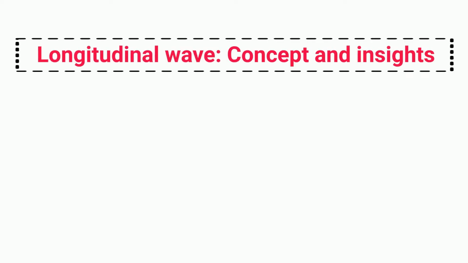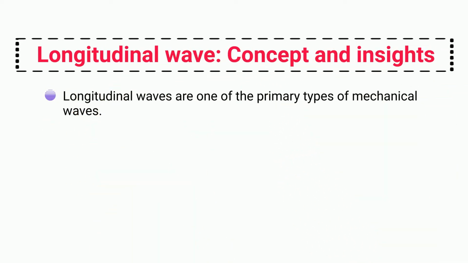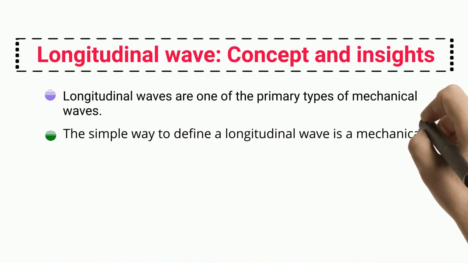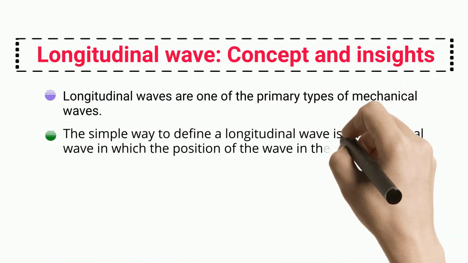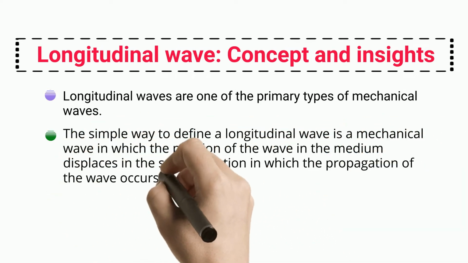Longitudinal wave, concept and insights. Longitudinal waves are one of the primary types of mechanical waves. The simple way to define a longitudinal wave is a mechanical wave in which the position of the wave in the medium displaces in the same direction in which the propagation of the wave occurs.